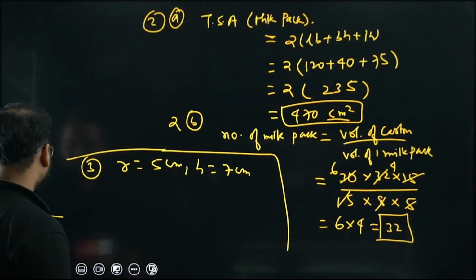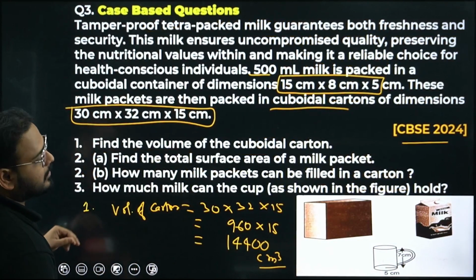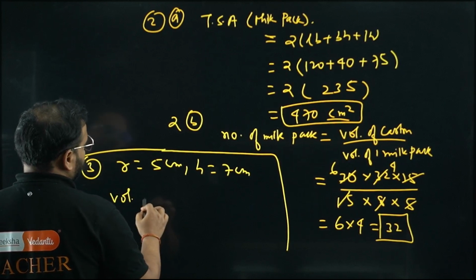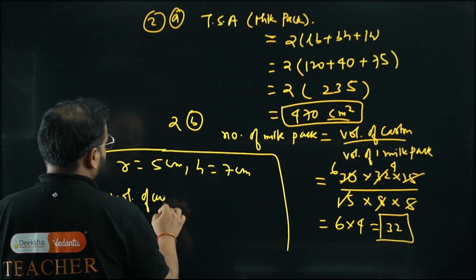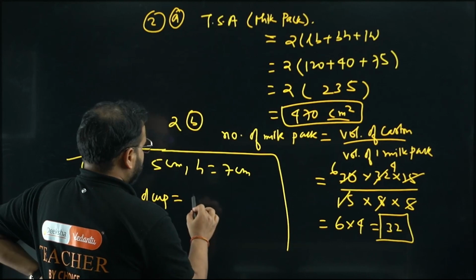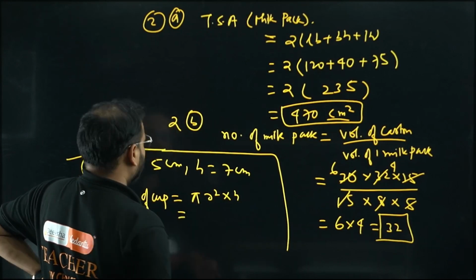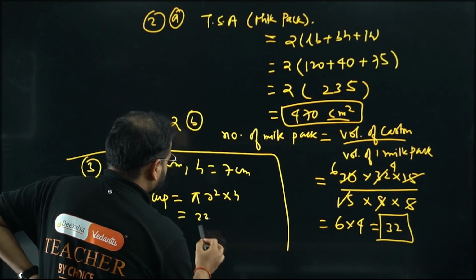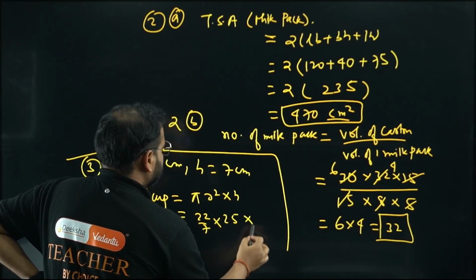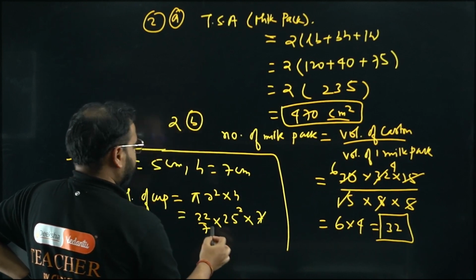So what we can do? They are asking for the volume. How much milk can the cup hold? Volume of this cylindrical part. Volume of cup we can write. Please check this. Pi r square times h. 22 by 7. R is what? 25. H is 7 only, no?